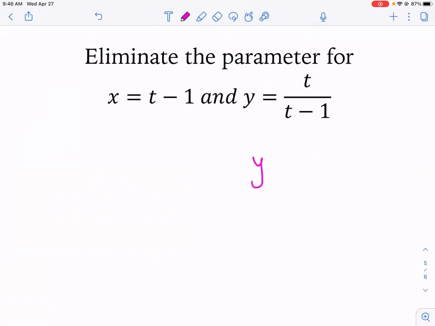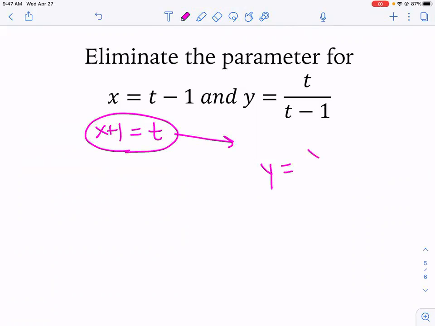Okay, so you're saying t over x, but then we also have to replace t, right? Okay, but that's essentially what we're going to do, Nick. So let's just make it official and say that t is x plus 1. Then when we take t and plug it in over here, we get y equals x plus 1 over x.